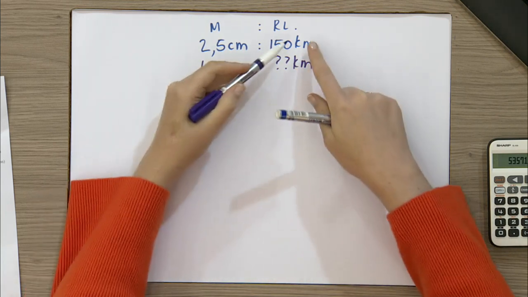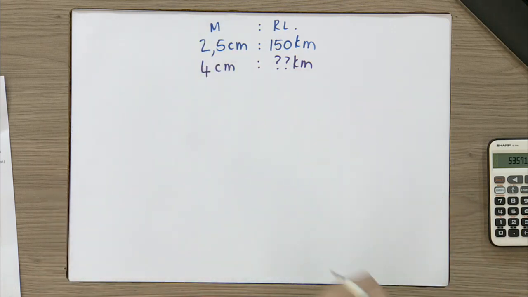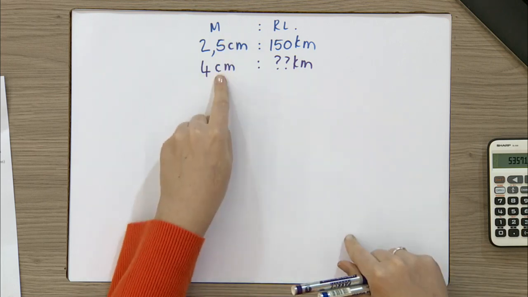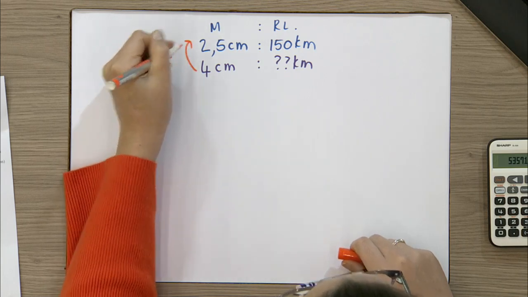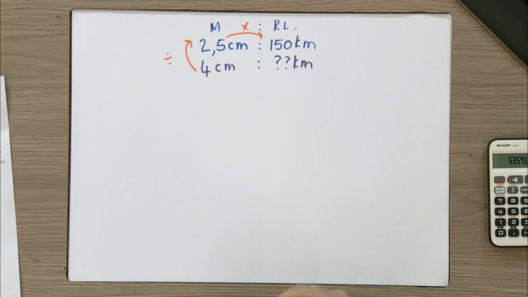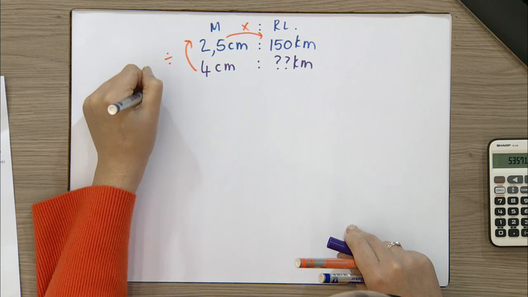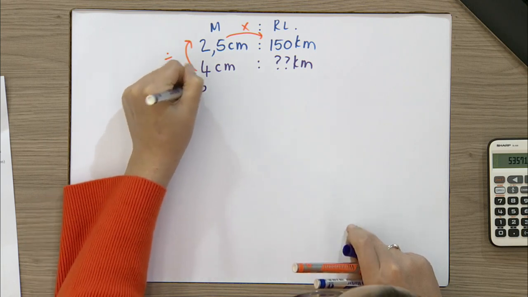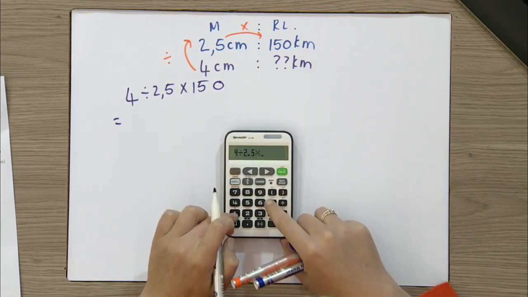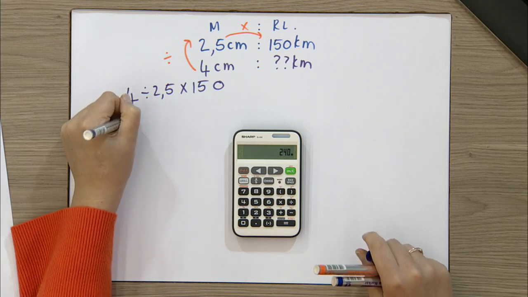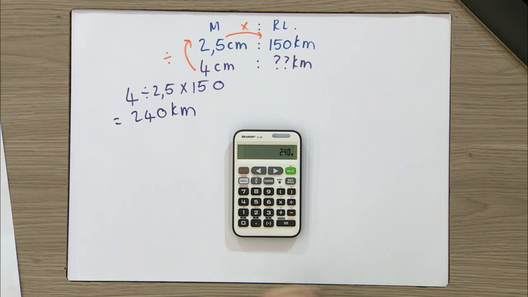But we can see here, these are actually the same units. So we should be fine if we follow our magic method where we've got map and map, real life and real life. So I'm going to divide up and I'm going to multiply across. So now I know 4 divided by 2.5 times 150. So if I do this, 4 divided by 2.5 times 150 gives me an answer of 240 kilometers.